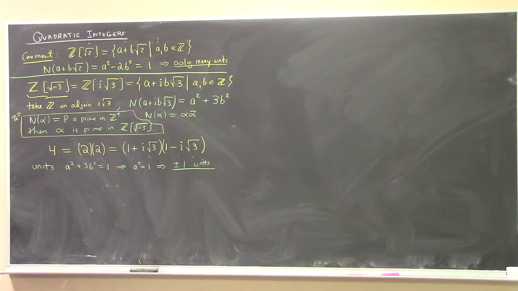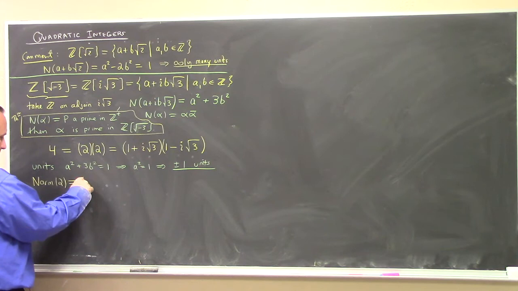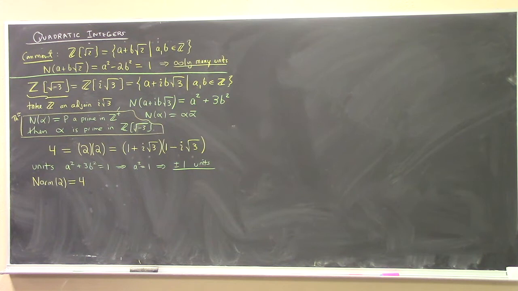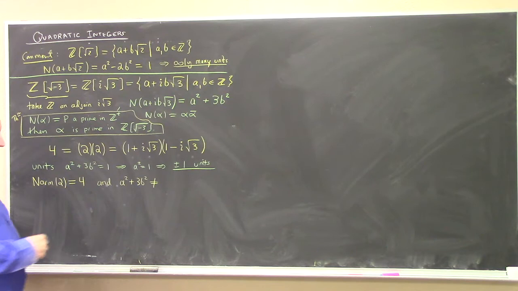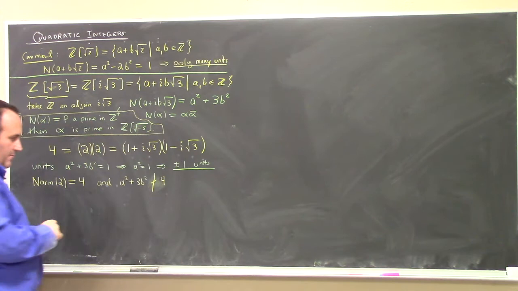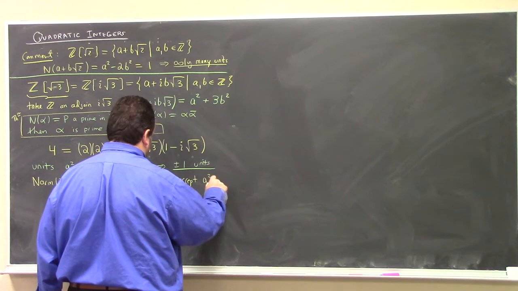All right, so let's see here. Here's his argument that the norm of 2 is equal to 4, right? And he said a squared plus 3b squared does not divide 4, except for a squared plus 3b squared equals 1, which means that it is a unit.